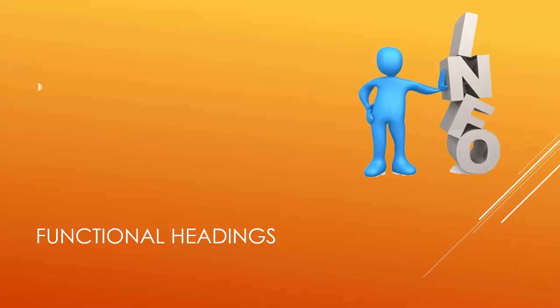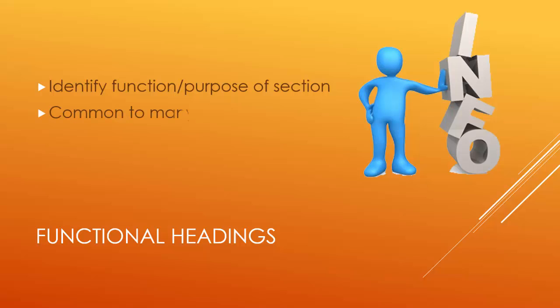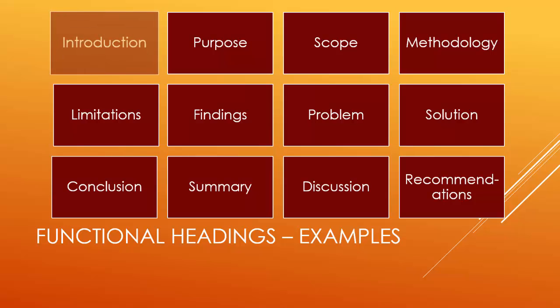Functional headings tell us what function or purpose a section serves in a report. These headings appear in thousands of different reports. They are not unique to any particular report and do not provide any information about the specific content of that report. They are, however, very important. We need to know which section functions as the introduction or findings, conclusion, etc. All good reports include at least some functional headings. Here are a few examples.